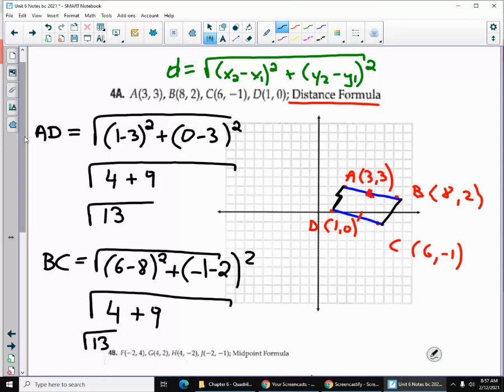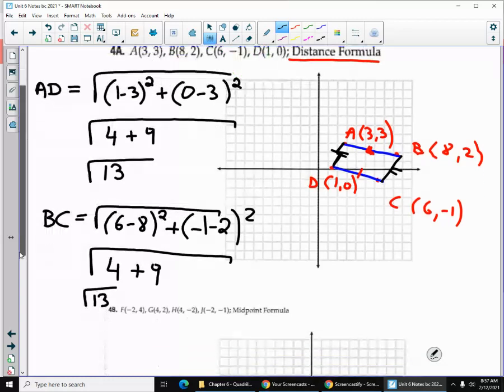So if you look at segments AD and BC, they are congruent. So I showed you that the two blue segments are congruent, and two black segments are congruent. Therefore, quadrilateral ABCD is a parallelogram. So I used the distance formula to show that quadrilateral ABCD is a parallelogram.